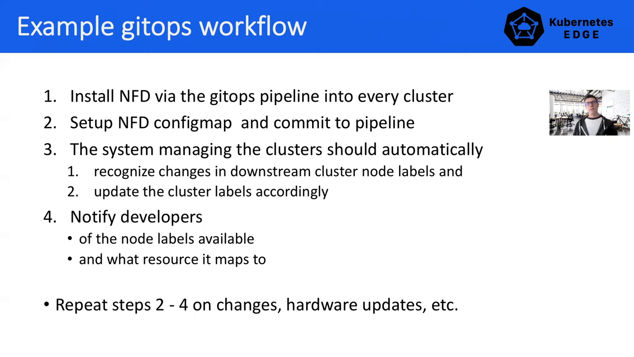I would then configure my tool, in my case Fleet, to automatically update node labels. And eventually I need to notify developers of what node labels are going to be available and what resources they map to. Rinse and repeat. As resources change, we repeat steps 2 through 4 as needed. So that's a bit of hypothetical GitOps.